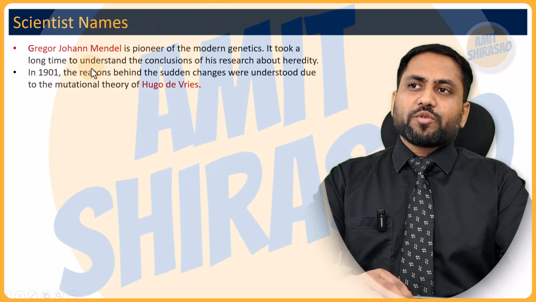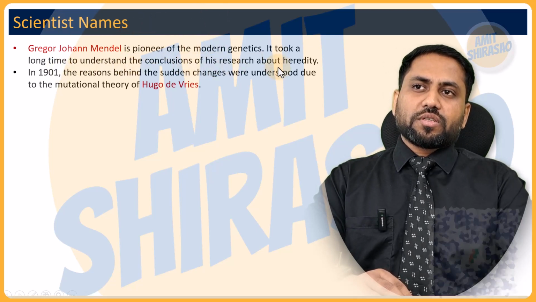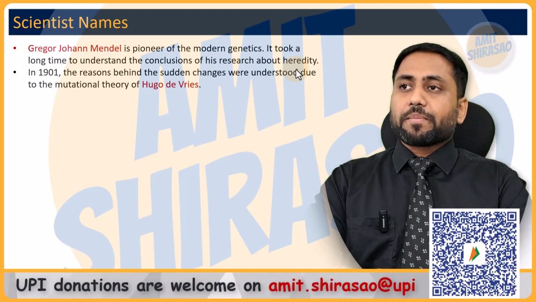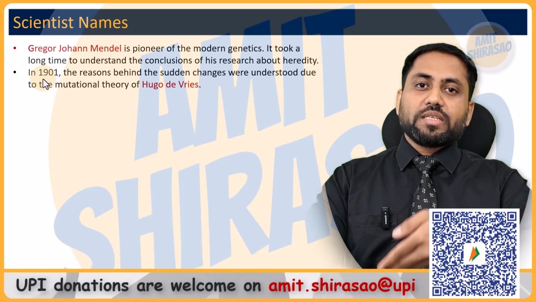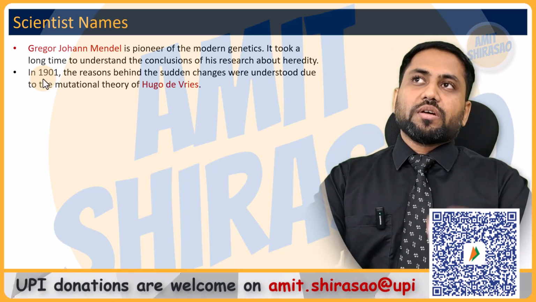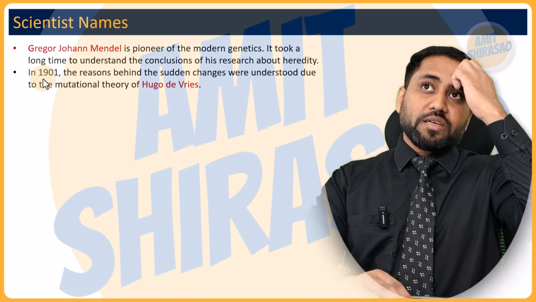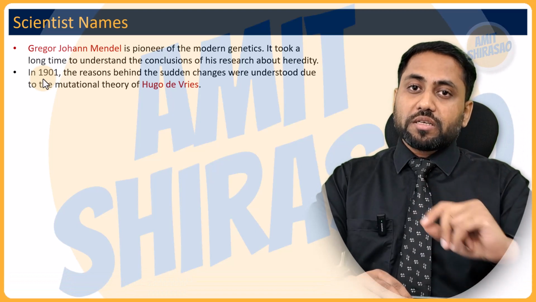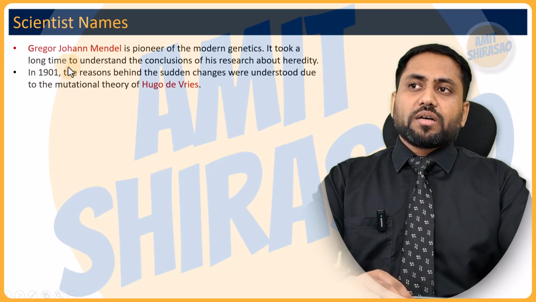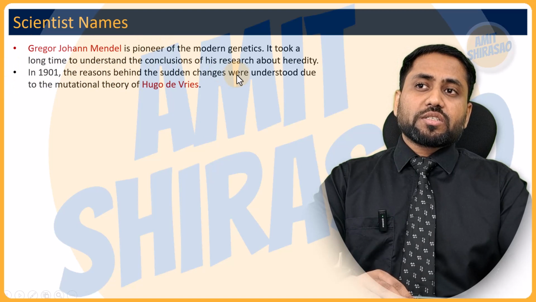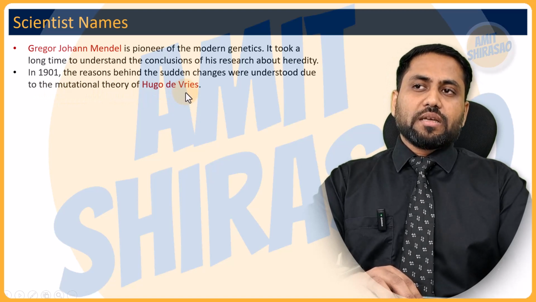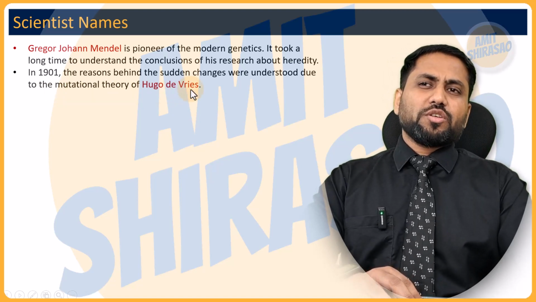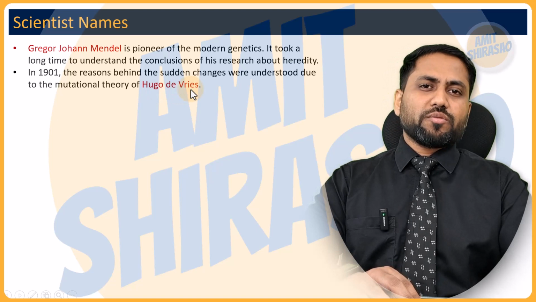It took a long time to understand the conclusions of his research about heredity. In 1901, which is very recent. How many years ago? 124 years ago or 123 years ago. The reasons behind sudden changes were understood due to the mutation theory of Hugo de Vries. This can be a question: who is Hugo de Vries, or who gave the mutation theory?